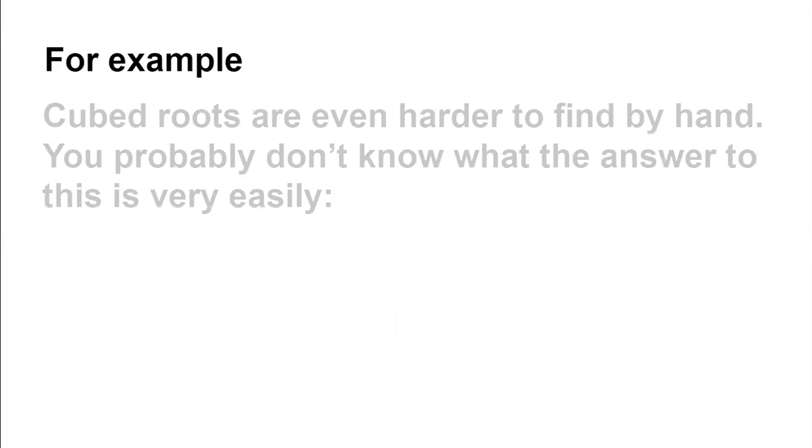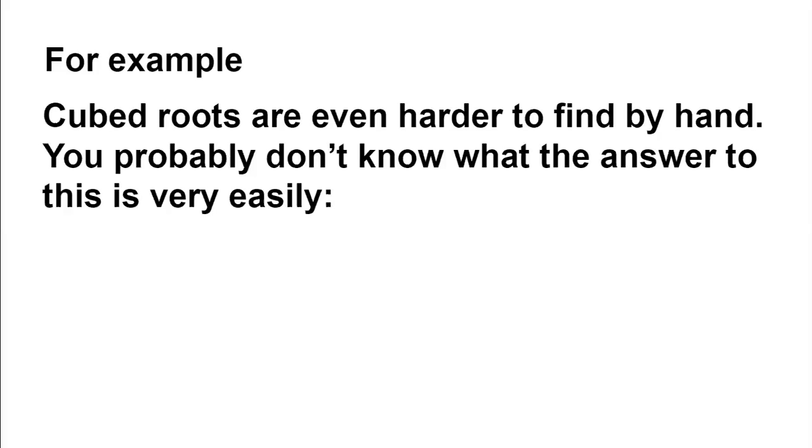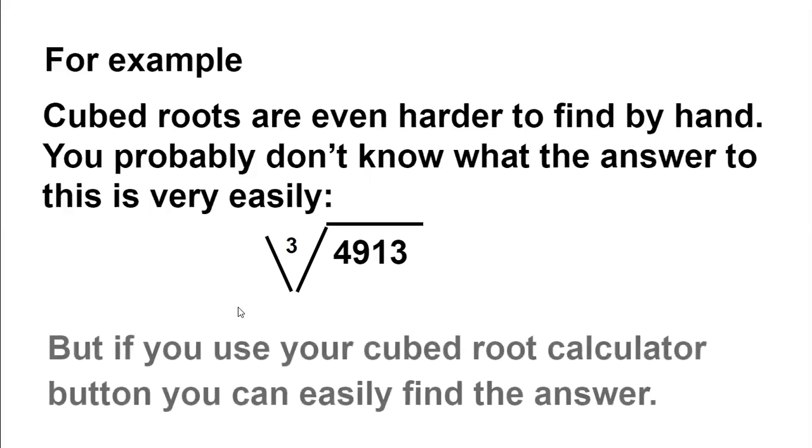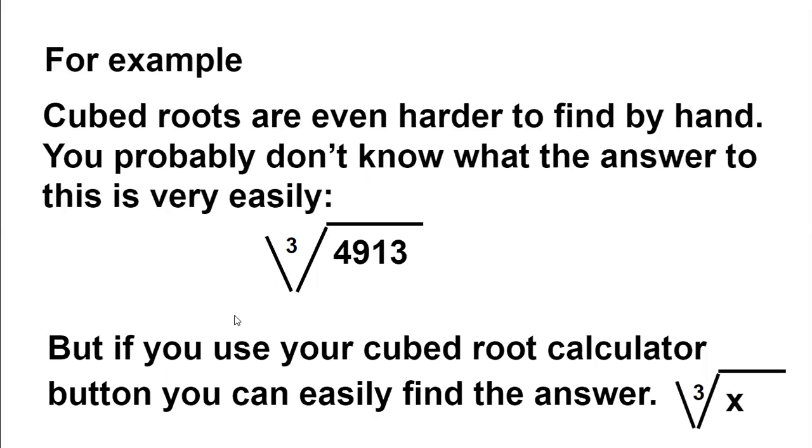Here's another example with a calculator. Cube roots are even harder to find by hand. You probably don't know what the answer is to this very easily. What is the cube root of 4,913? There is a number that multiplied by itself and then multiplied by itself again will give you 4,913. But that one's a pretty hard one with trial and error to figure out. But not if you have your calculator. You have a button called the cube root calculator button that can easily help you find the answer. It looks like a little 3 as an index with the square root of an x underneath.